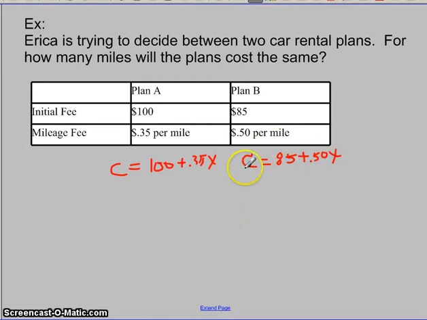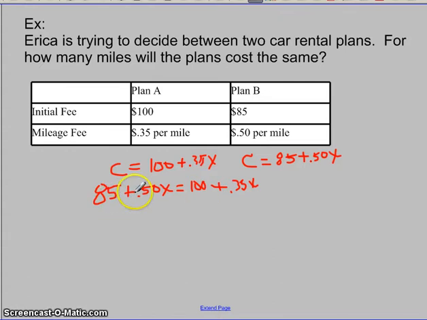We could graph that, and that would give us a rough idea, but I think we're going to be exact here. So since they're both equal to their cost, I'm going to plug one of the costs in for one of the C's here. So I'm going to say 85 plus 50 cents x equals 100 plus 0.35x.